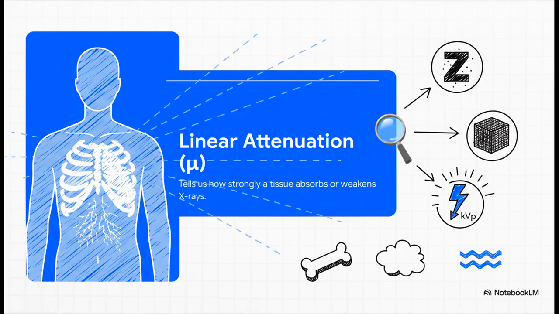To actually calculate this, the scanner uses something called the linear attenuation coefficient, or just mu for short. And mu depends on three specific things: the tissue's atomic number, its physical density, and the X-ray energy itself, the kVp, which dictates the beam's penetrating power.